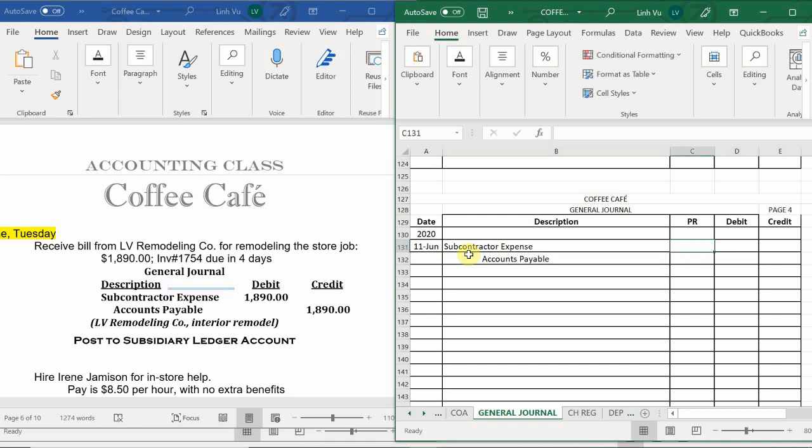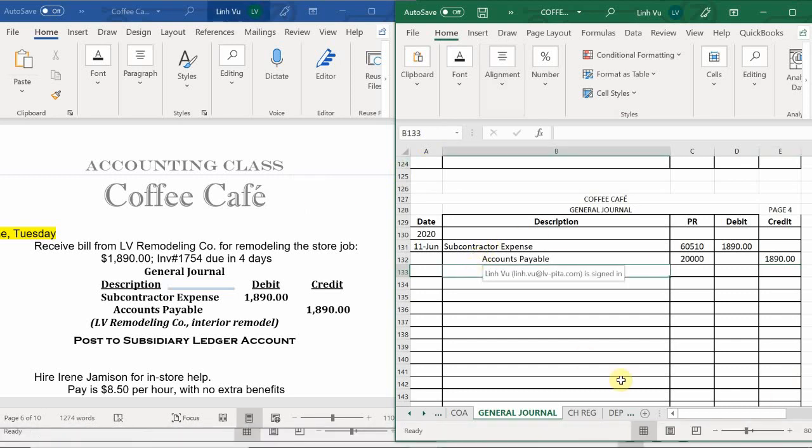Okay, right? We have subcontractor labor expense. So what account number is that? 6,510. Okay. And accounts payable is Account 20,000. Now, how much did I receive the bill for? What amount? 1890. Okay, 1890. So in this case, you have all the information you need to fill in the description.